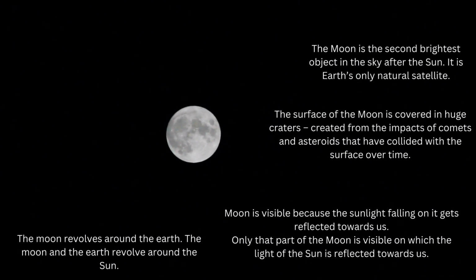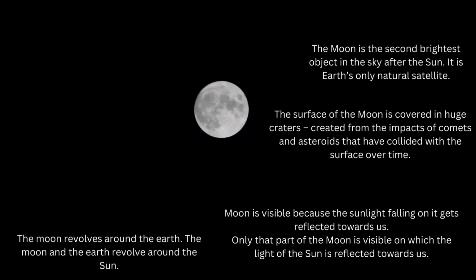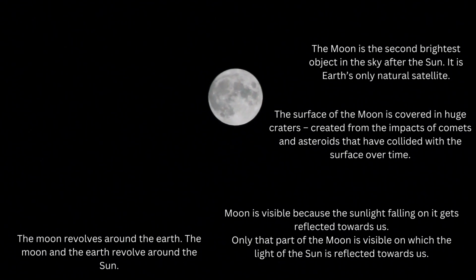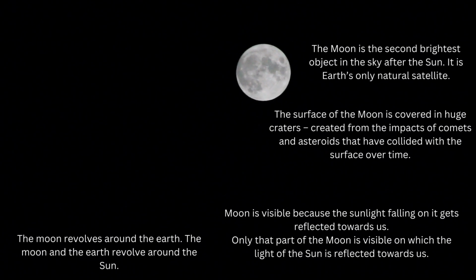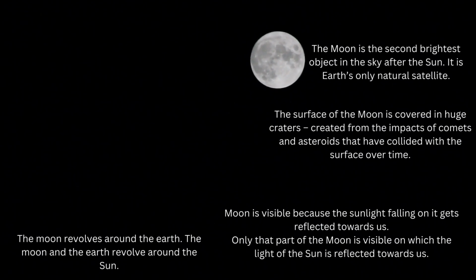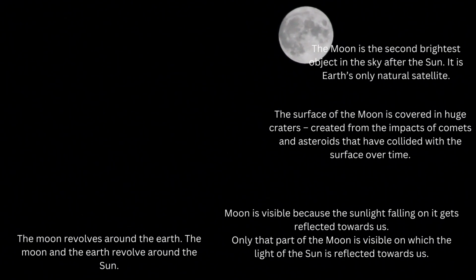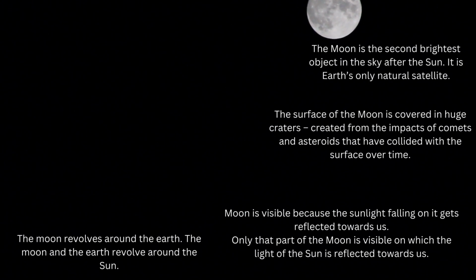The moon is the second brightest object in the sky after the sun. It is Earth's only natural satellite. The surface of the moon is covered in huge craters, created from the impacts of comets and asteroids that have collided with the surface over time. The moon is visible because the sunlight falling on it gets reflected towards us. Only that part of the moon is visible on which the light of the sun is reflected towards us.